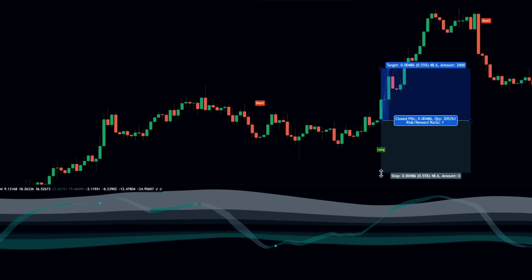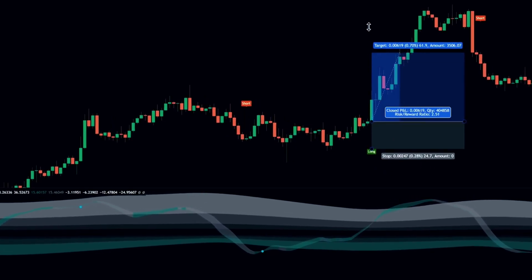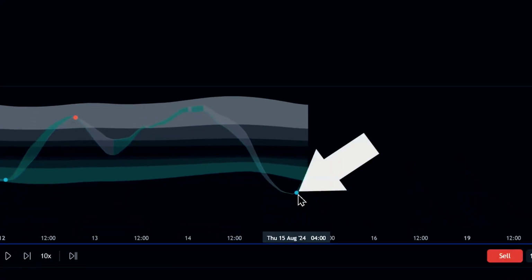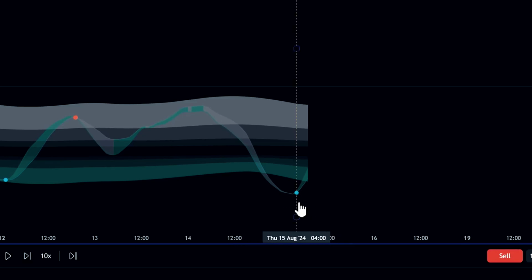So how do we take long and short positions using these two indicators together? Here's an example of a long trade. First, look for a buy signal on the pulse oscillator, a blue dot where the fast line crosses above the slow line. Once you spot it, mark it with a vertical line for reference.